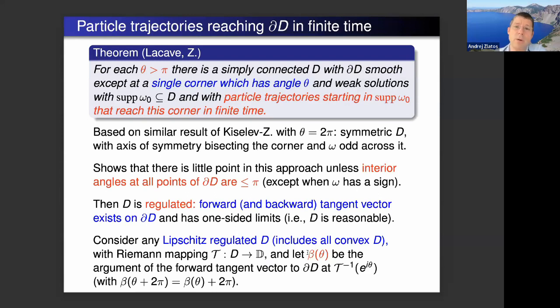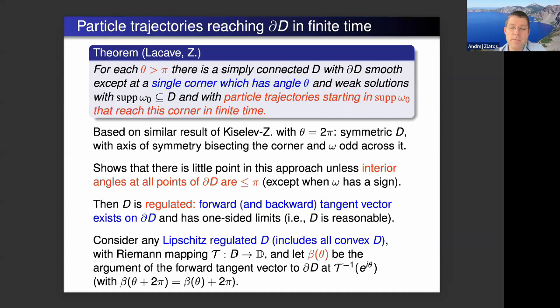There are two natural ways one can parameterize the boundary. One is, of course, just by arc length. We could do that, but it turns out that in order to get a sharp result, which we are able to get, we need to parameterize it using the Riemann mapping.